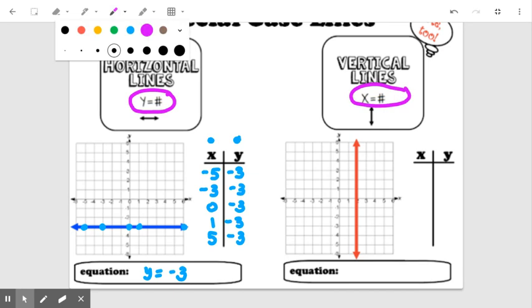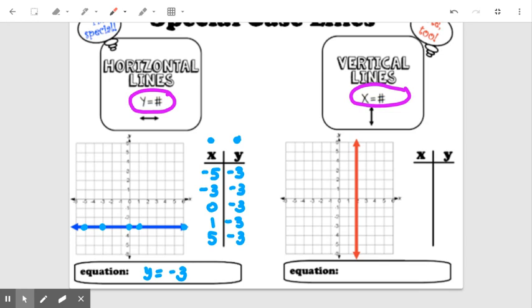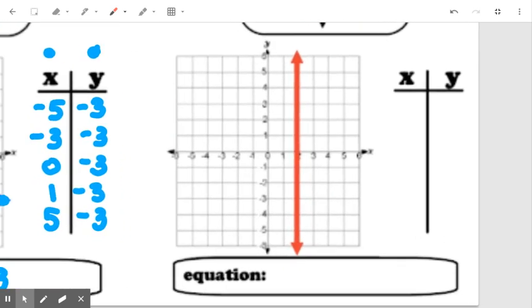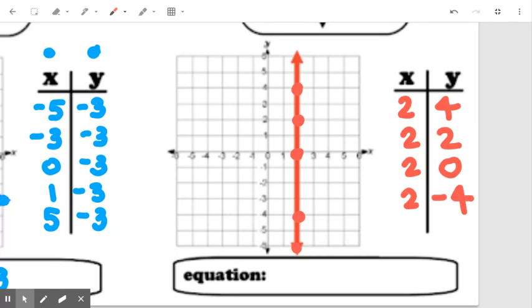And likewise, I want to take this line and put some different points on it, and we are going to put those in our table as well. So let's just take those points right there. This one at the top would be 2, 4. The next one down would be 2, 2. The next one would be 2, 0. The one down below that is 2, -4. And the very bottom one is 2, -6.